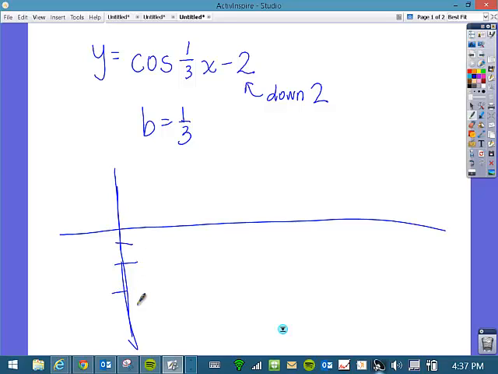So the min is going to be at -3, the middle is at -2, and the top is at -1.